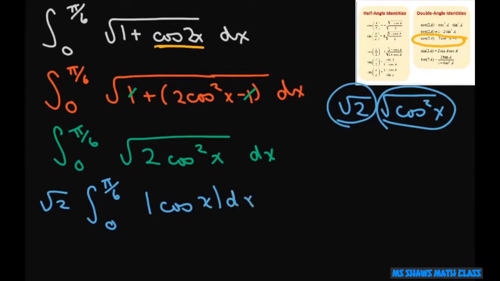However, since we're going from 0 to pi over 6, we know that cosine x is positive in that interval, namely it's in quadrant 1, so that means it's positive, so we can get rid of the absolute value sign. So basically what we have is square root of 2, and then we have pi divided by 6, 0, and we could take away the absolute value sign.